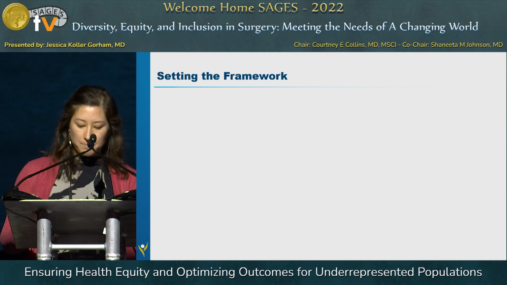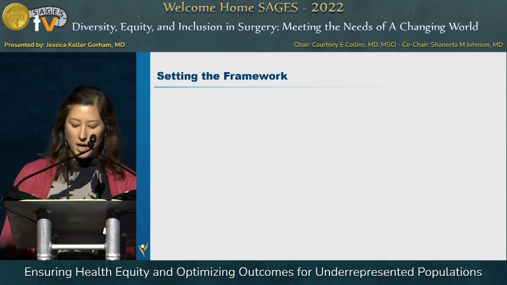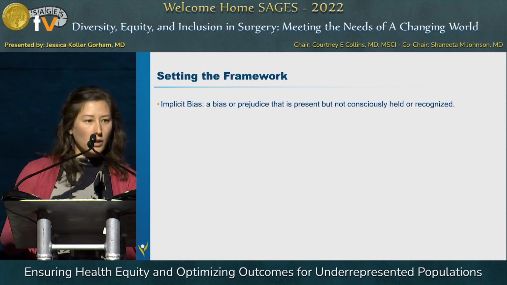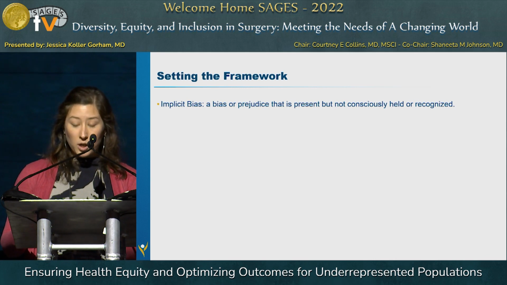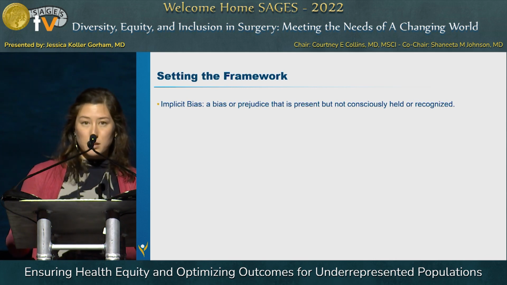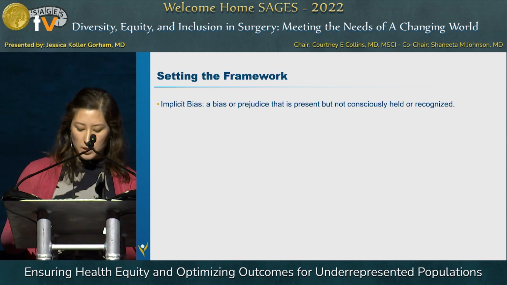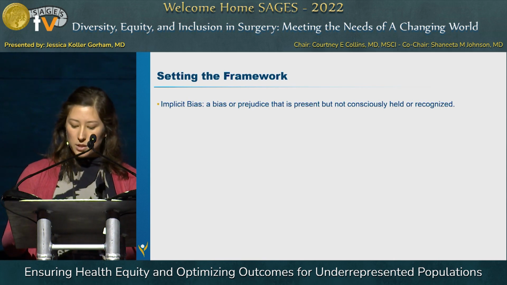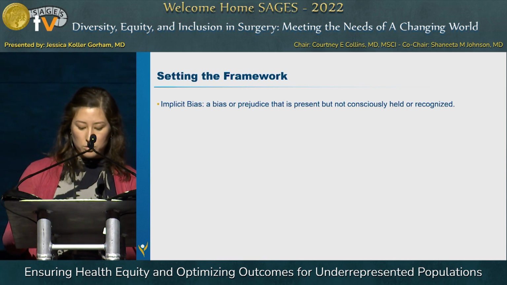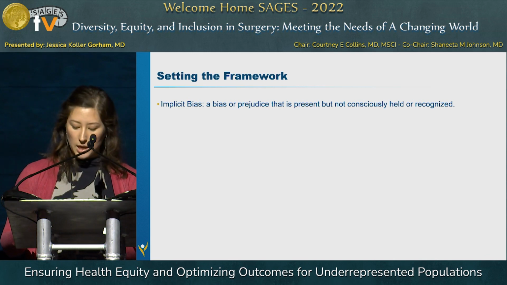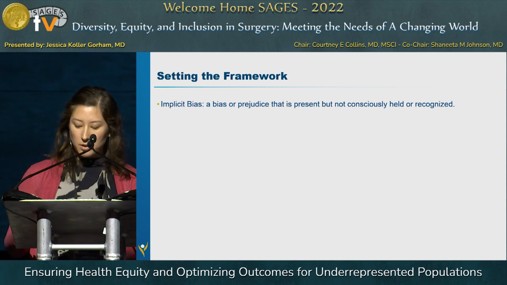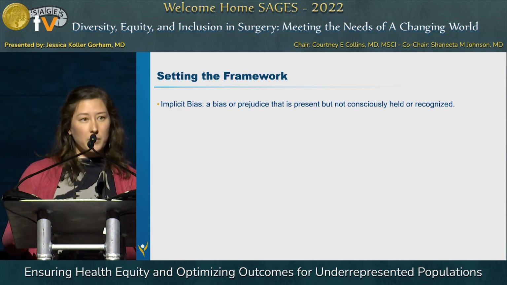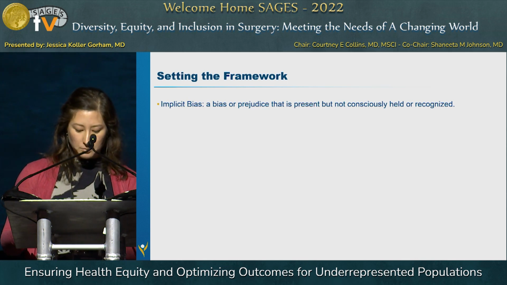The conversation of health equity has evolved over time, and I would like to briefly take a step back and first set the foundation for this topic with a few definitions. First, implicit bias. The Merriam-Webster Dictionary defines implicit bias as a bias that is present but not consciously held or recognized. This results in unconscious negative attitudes or discrimination towards others, and positive attitudes or beliefs about those for whom or with whom individuals self-identify.